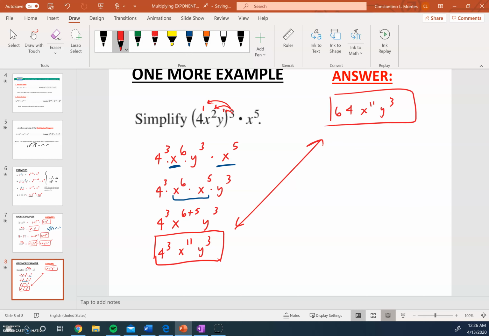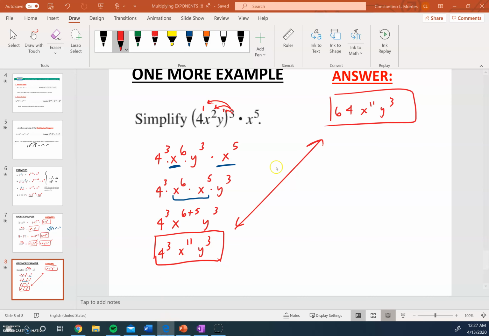All right. If you didn't quite catch that, feel free to rewind the video and watch it step by step. Again, we're just using those 3 properties. This last problem is a little bit more difficult because we're using multiple properties on one problem, one expression to simplify it. But that's pretty much it.